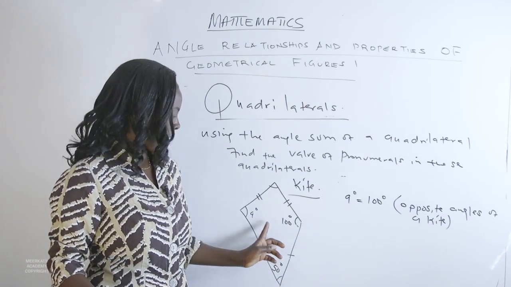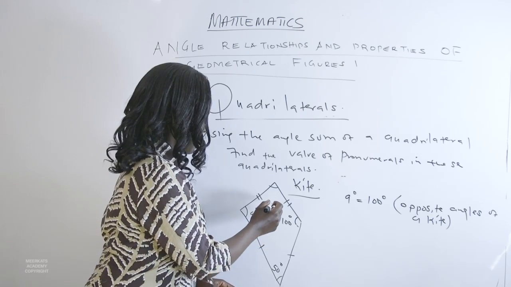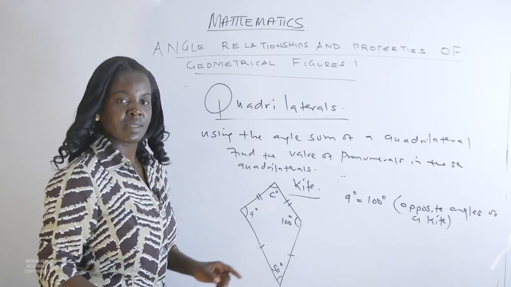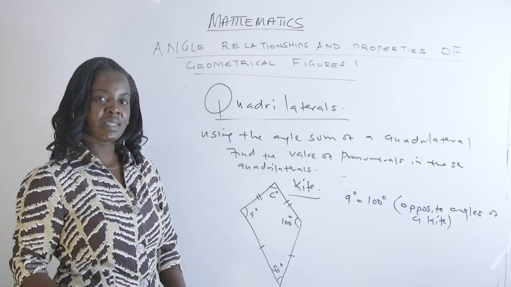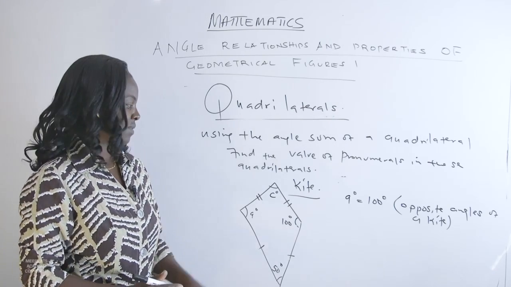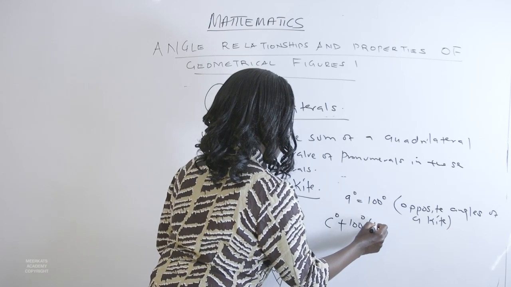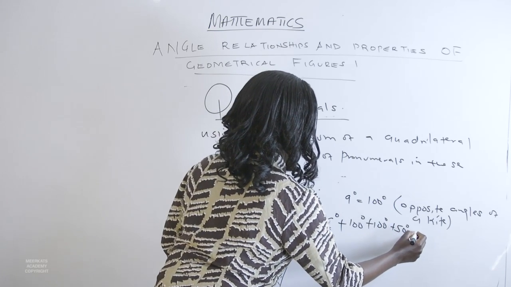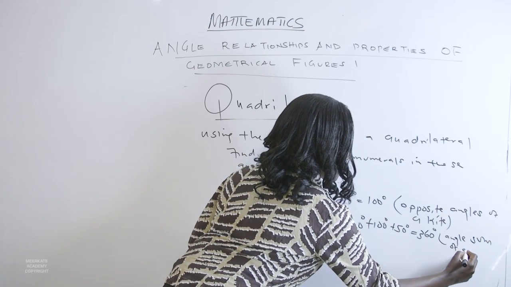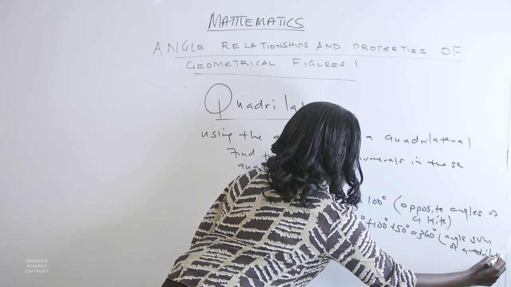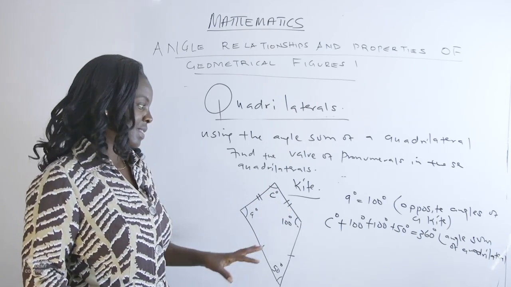Opposite angles of a kite. So the value of A is 100. We are also told to calculate the value of C. So we have A as 100, we have 100 here, and we have 50. So which method are we going to use to calculate the value of C? Angle sum of a quadrilateral, we said they add up to 360 degrees.